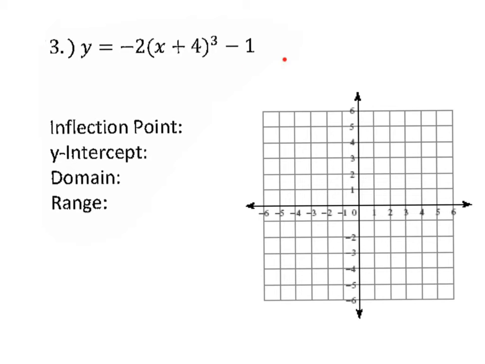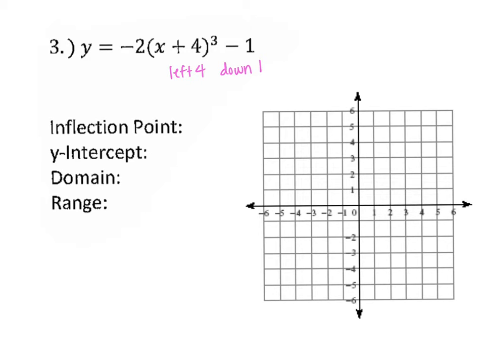Okay, so we have problem 3 here, and we always want to start by finding the inflection point. So looking at this equation here, we have a positive 4 on the inside, so that means we're shifting left 4. And if we have a negative 1 on the outside, that means we're going down 4. So this is going to help me find my inflection point.